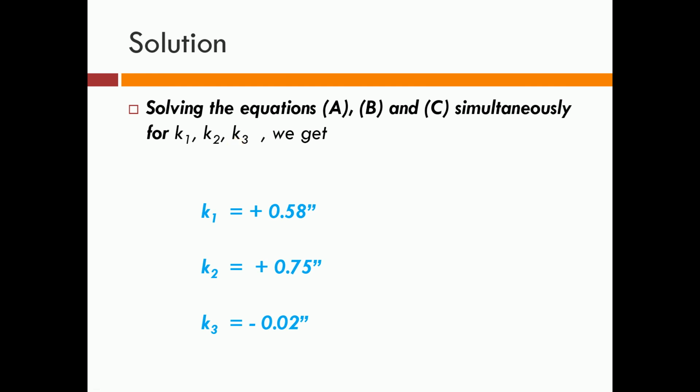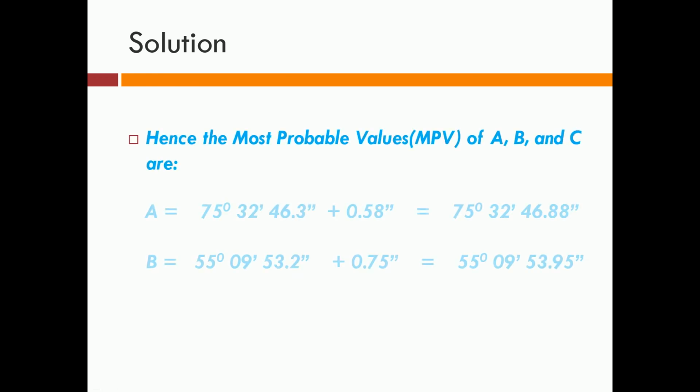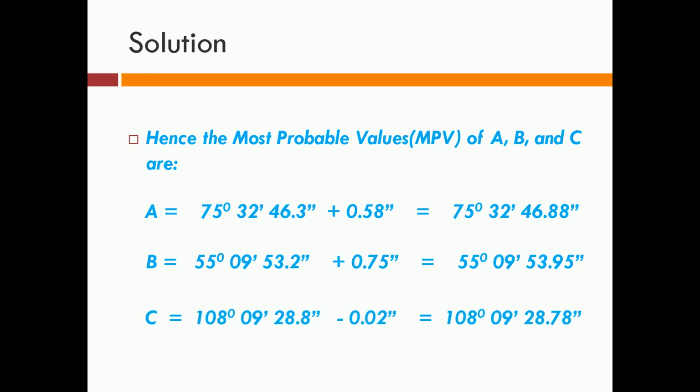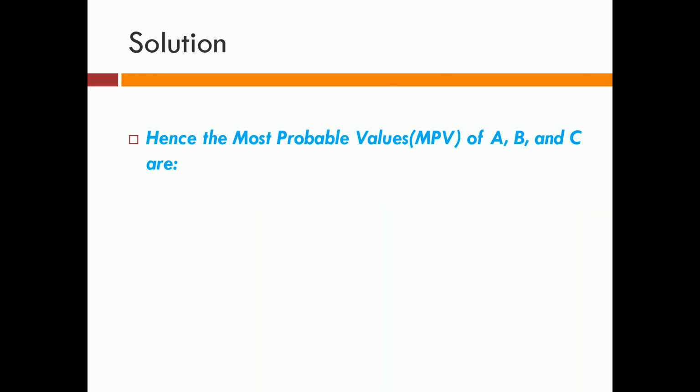So these corrections are to be added algebraically to the respective quantities. Here the sign of K1 is plus, so add this K1 to the given angle A. Then the sign of correction K2 is also positive. Add this correction to the angle B. The sign of K3 is minus. So subtract this correction from the angle C. So you will get the most probable values of the angles A, B and C.